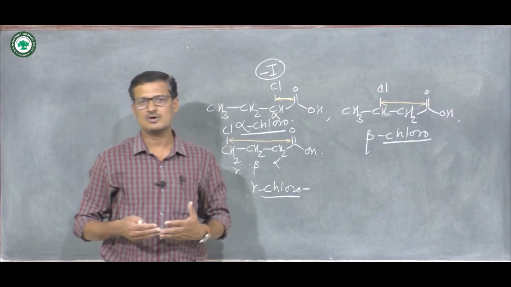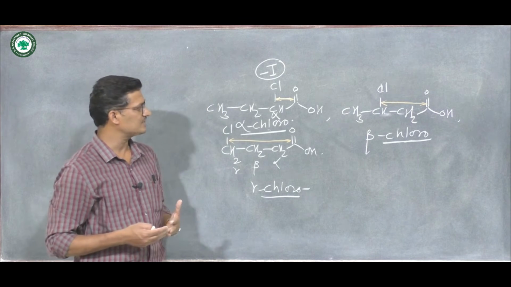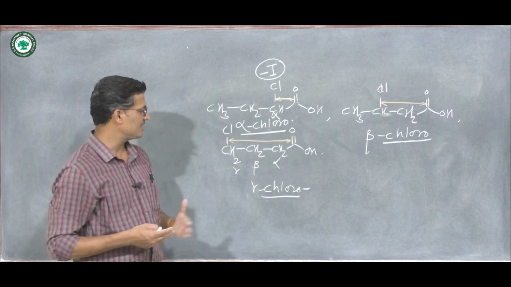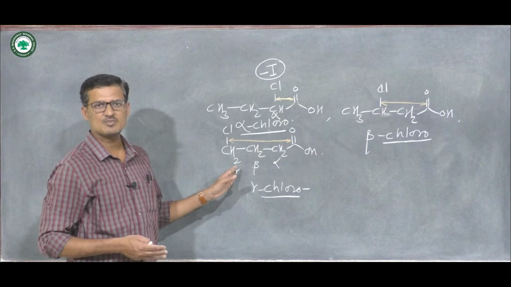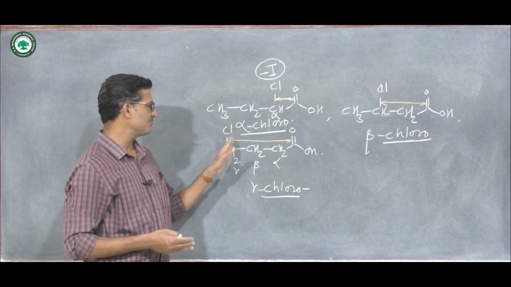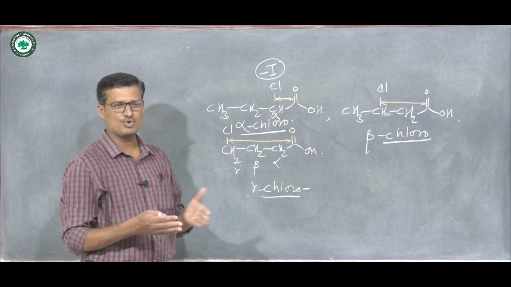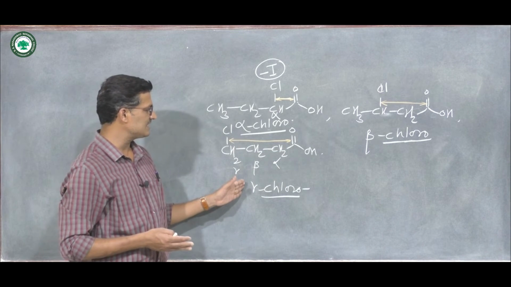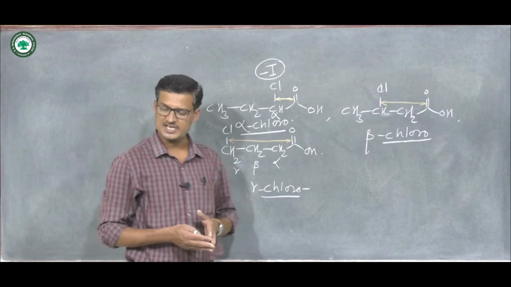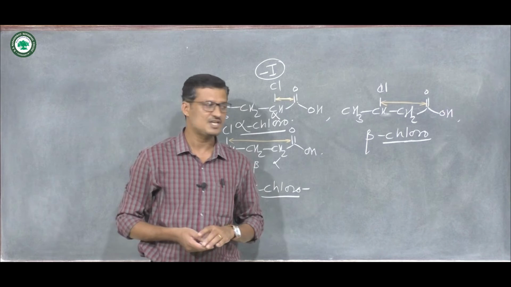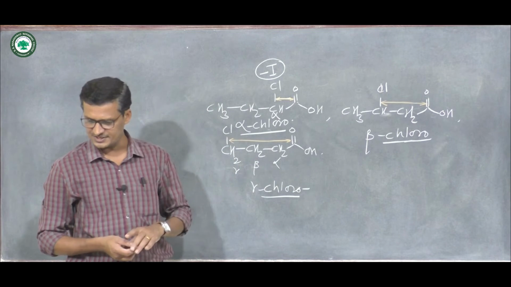So alpha chlorobutanoic acid is the stronger acid, and the least acidic is the gamma chloro, because the distance between this chlorine and the acid group is more. So ultimately the minus I effect is less, which makes gamma chlorobutanoic acid the weaker acid out of these three.